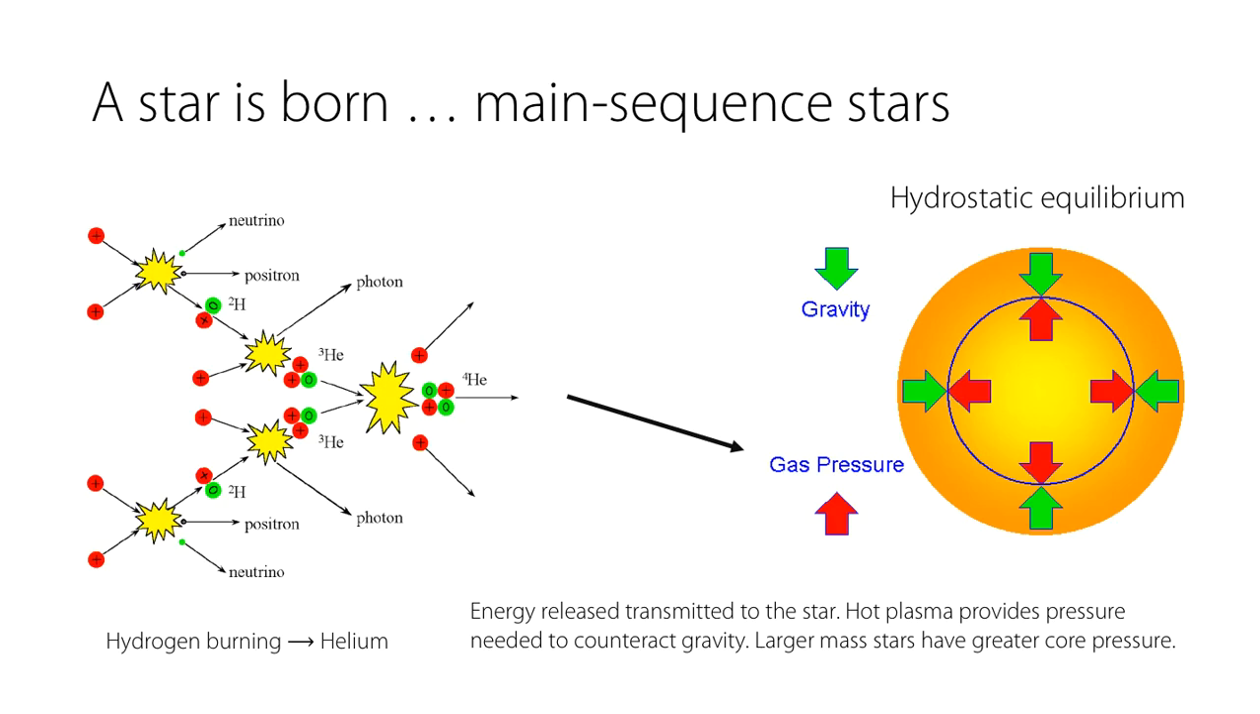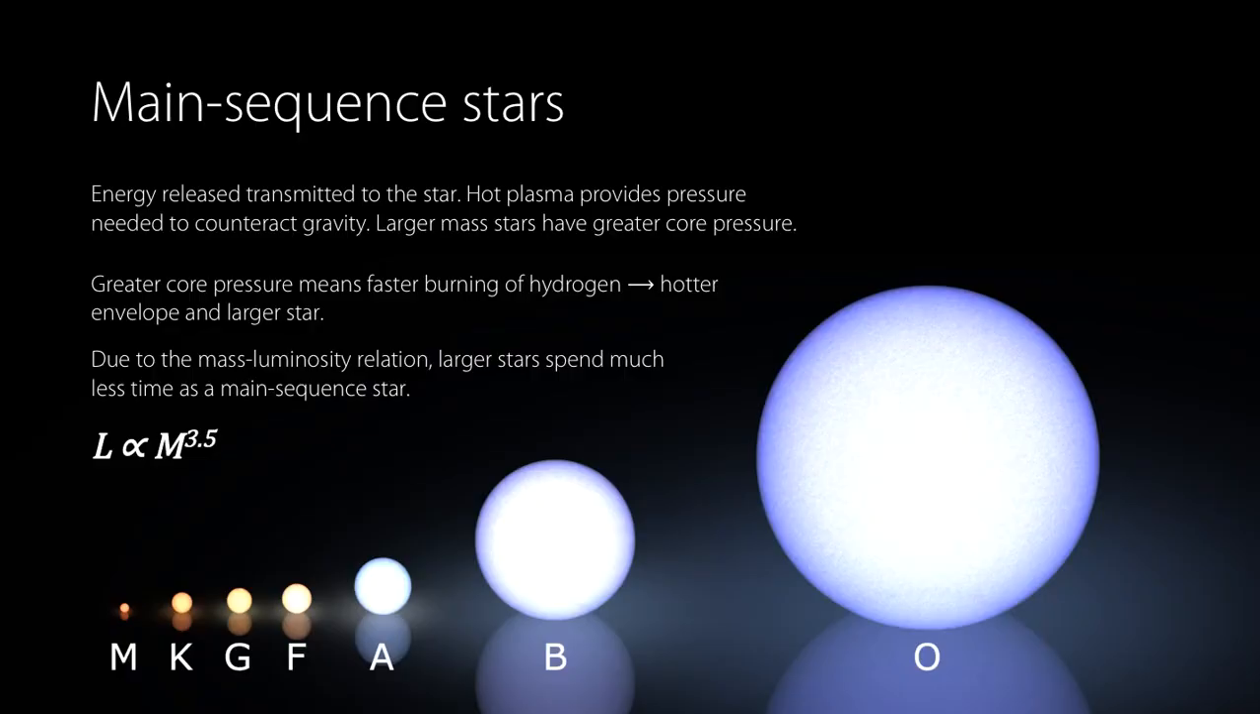Now, the gas pressure that is created depends on the mass. The greater the mass, the greater the squeezing, the greater the heating, the greater the gas pressure. And this means we have different classes of these main sequence stars. We're familiar with these classes from earlier in the course, but we'll show this slide again. So the energy released gives faster burning of hydrogen. Greater core pressure means faster burning of hydrogen.